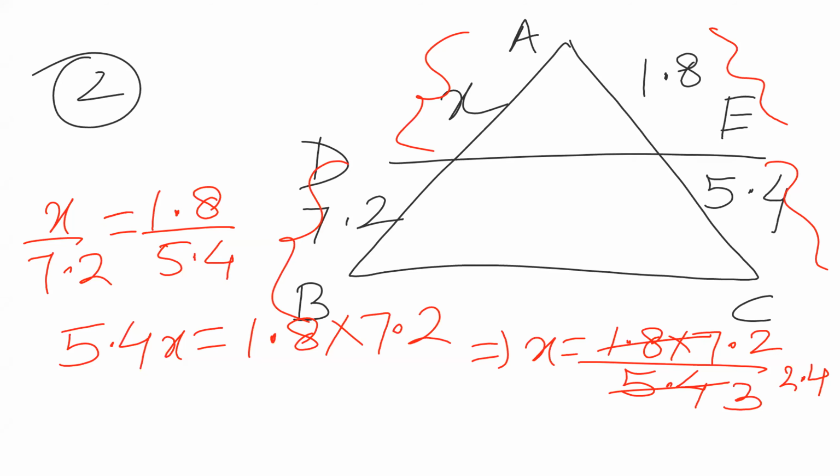Based on this concept, come to question number 2. E and F are points on sides PQ and PR, and the data is given. You have to check whether EF is parallel to QR or not, right?